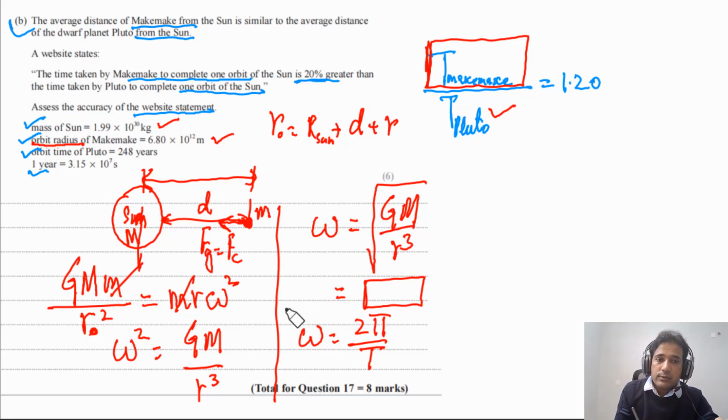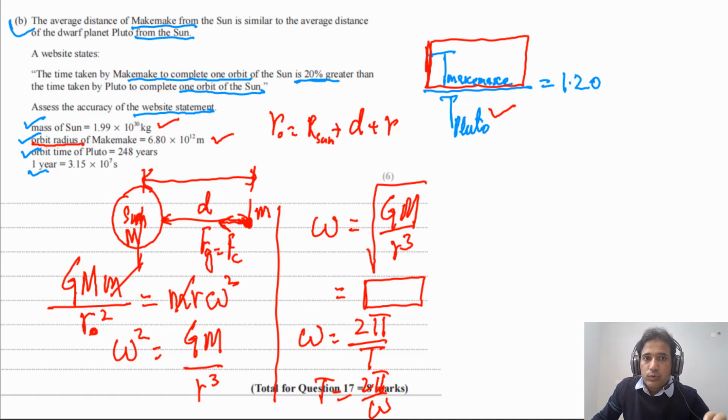Then you can find out T, and when you have the value of omega, T will be equal to 2 pi divided by omega, then you can plug in and find it. If the answer is 1.20, it means it's correct. If greater than, it means the statement is not valid. If smaller, also the statement is not valid. So this is how you need to approach.